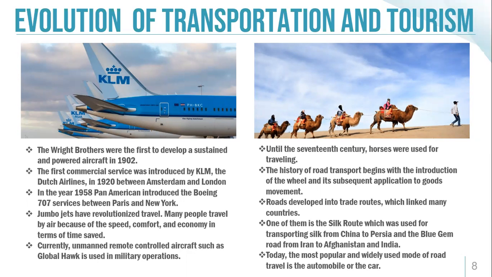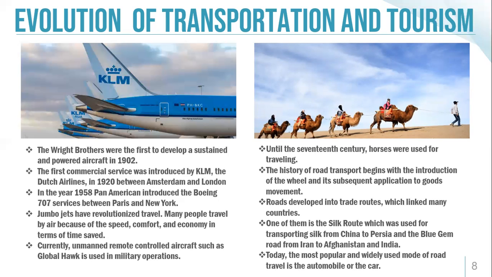Okay, so for air transportation, the ones who first developed the aeroplane were the Wright brothers. Okay, I think you have known the story. There are the Wright brothers. They were the first to develop a sustained and powered aircraft. Okay, after that, the first commercial service. Commercial means they are doing business with the plane. Okay, the commercial service was introduced by KLM, a Dutch airline. Okay, after that, Pan American. Okay, this KLM, Pan American, just like AirAsia, MAS, Lion Air, are brands of airlines.